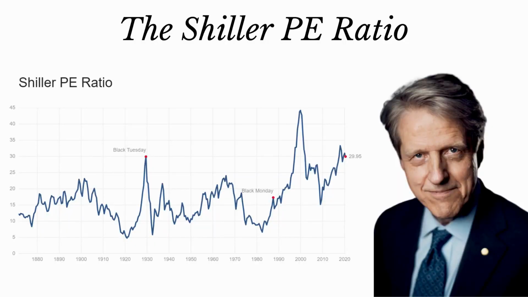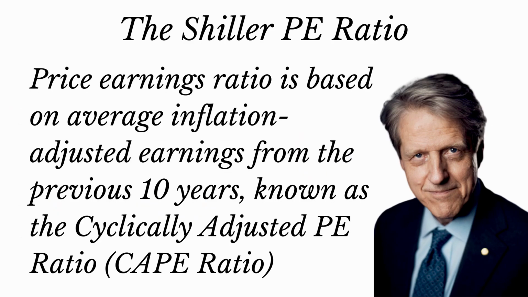Okay, so first of all, let's talk about the Shiller PE ratio. The Shiller PE ratio is one of the most important ratios to look at when you try to figure out if the market is overvalued. Basically, it is the price of the S&P 500 divided by the moving average of 10 years of earnings adjusted for inflation. And let's see why it's important.